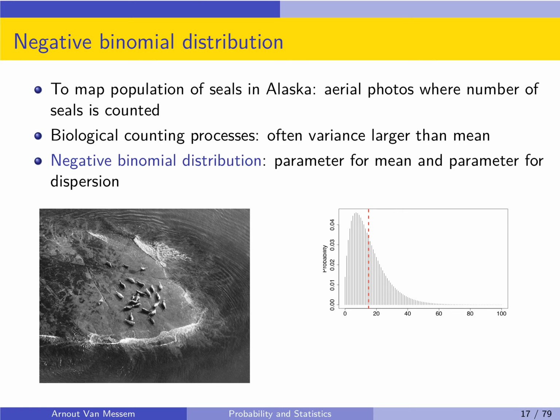In reality, if you look at biological counting processes, the variance is often larger than the mean, and so we need an alternative parameterization, so we need an alternative distribution to look at this process. In this case, what you will be using is a negative binomial distribution. So a negative binomial distribution does exactly the same as a Poisson distribution, but it has a parameter for the mean and a separate parameter for the variance. So the negative binomial distribution is also called the over-dispersed Poisson distribution. And below you also see that it is more explicitly skewed than the Poisson distribution.